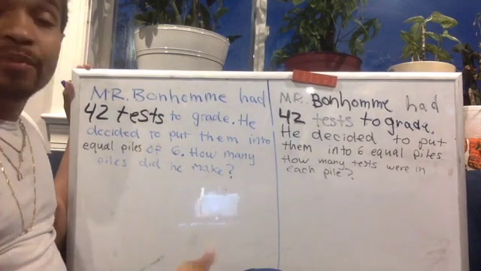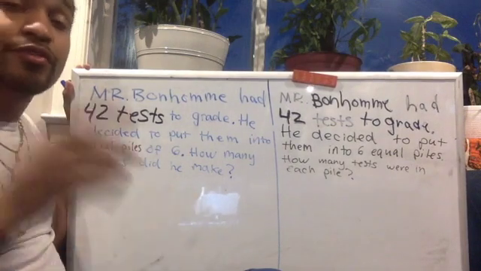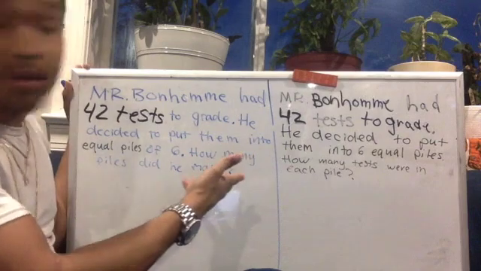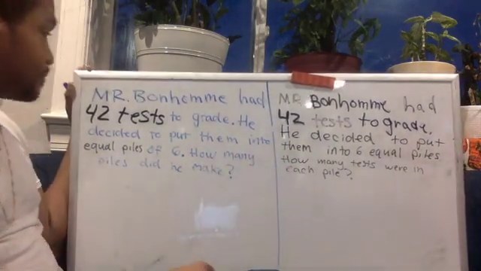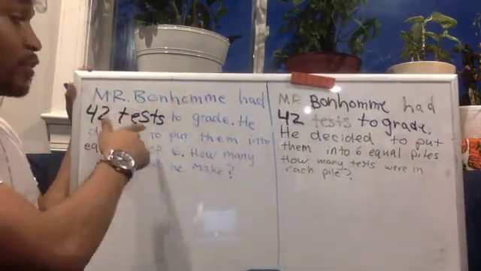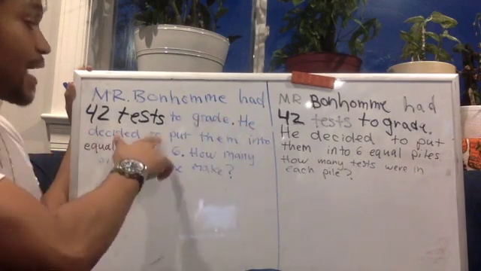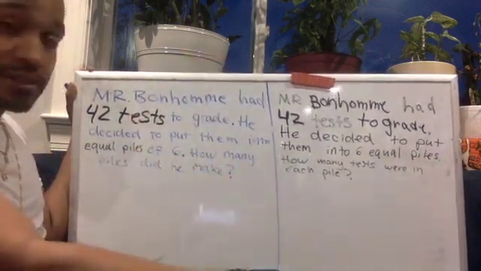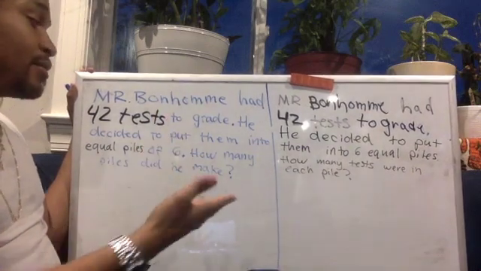All right, well, I'm going to get started to see if whatever you wrote on your paper matches with what I'm going to show you. Check it out. Mr. Bonhomme had 42 tests to grade. He decided to put them into equal piles of 6. How many piles did he make?